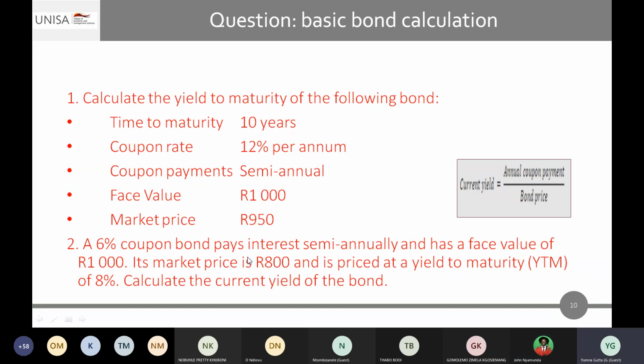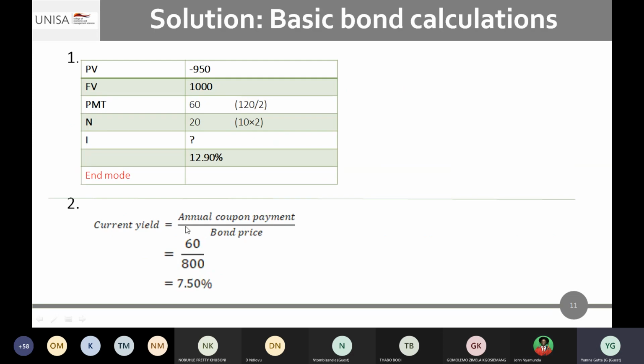The correct answer is 15%, or if you do semi-annual, it's 7.5%. They've done a semi-annual coupon. So you must do your annual coupon payment over the bond price, which will give you 15%.